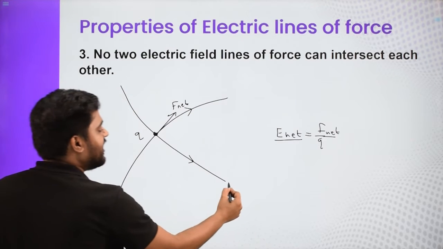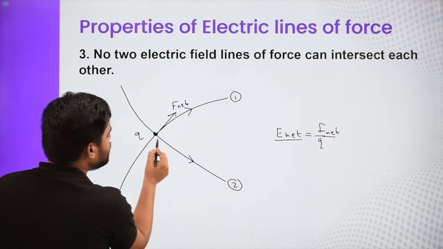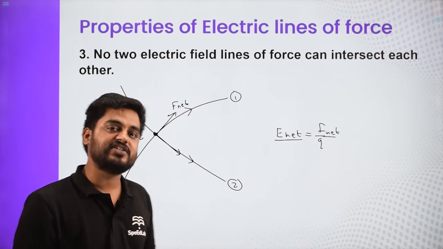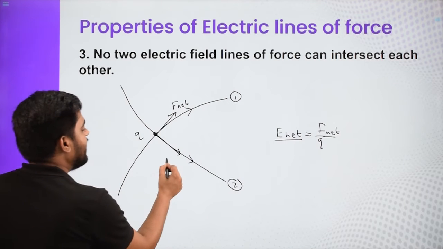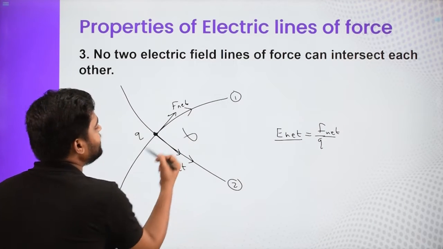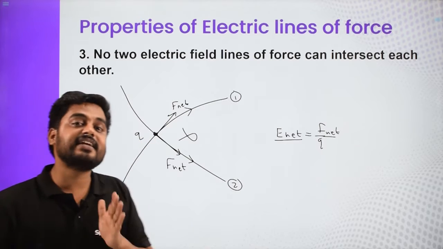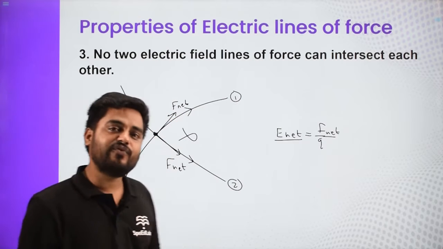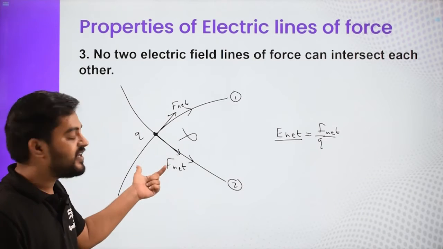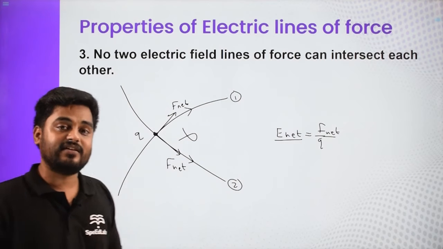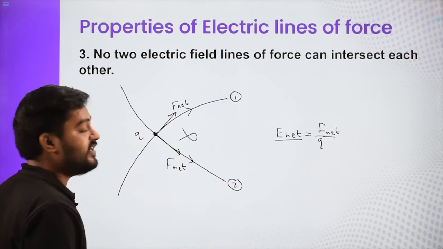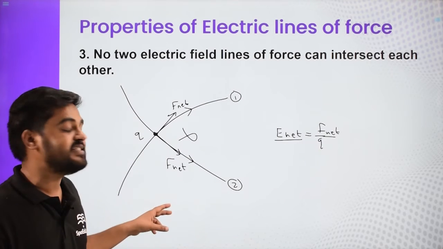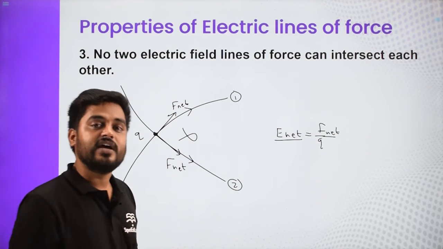And as per our field line number 2, the net force should be in this direction. So a positive charge experiences force in the same direction as the direction of the electric field line. And now this situation is not possible because a single charge at a single time cannot experience 2 net forces. There might be individual forces and we can find the net, but as per the situation, both of these have to be net electrostatic force, and at a single point there can't exist 2 net forces, and hence we will say this entire situation is not even possible.